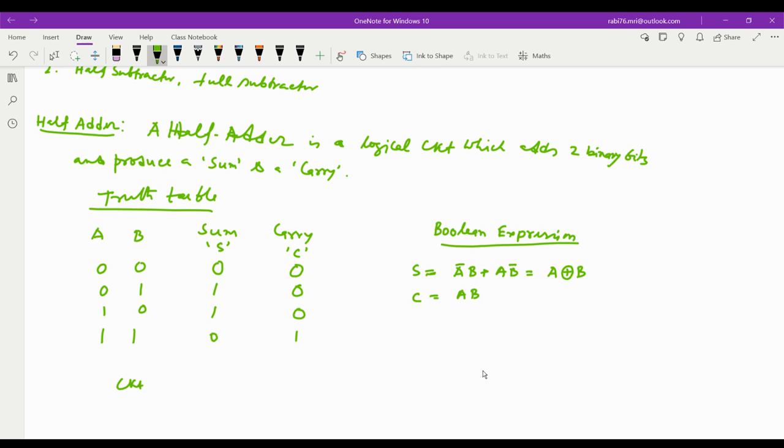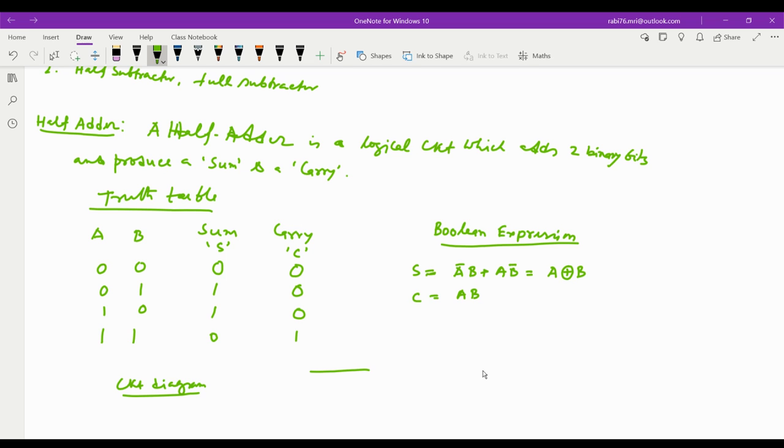Now the circuit diagram. You have to draw the circuit diagram. These two expressions have to be done. So this is the exclusive OR gate, and this is the AND gate. An AND gate is required for carry, and for sum an exclusive OR gate is required. You know exclusive OR gate is available, so I am writing directly.